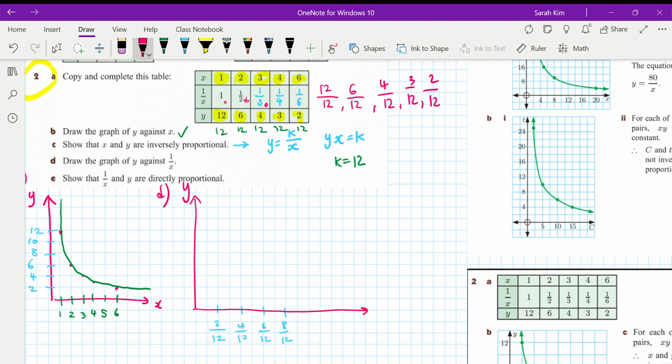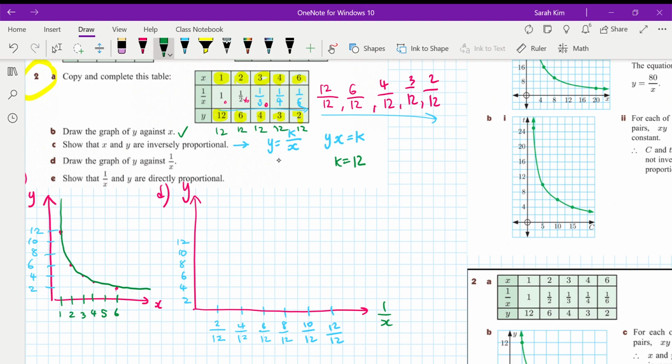This is why using a pencil is much easier, because there's a lot of editing to do, which is okay. Okay, now I've kind of got that across, so just have in mind that this order is that order. I just couldn't be bothered writing another table. So hopefully you're following. This is my 1 over x. My y value stays the same: 2, 4, 6, 8, 10, 12. Brilliant. Now let's dot it.